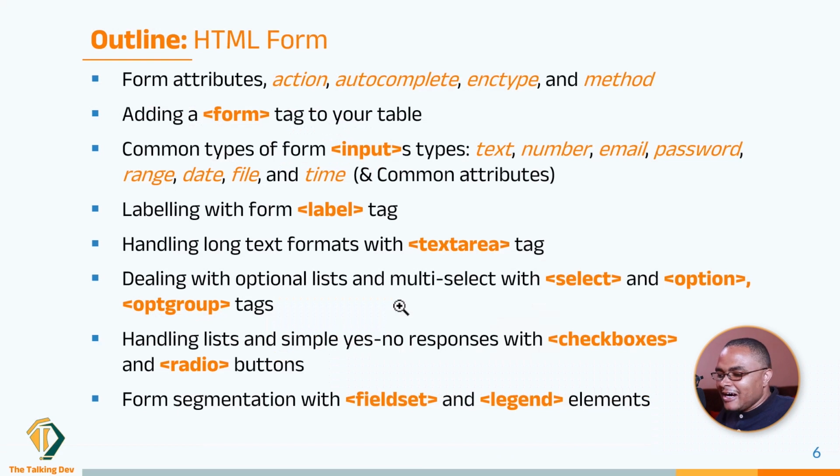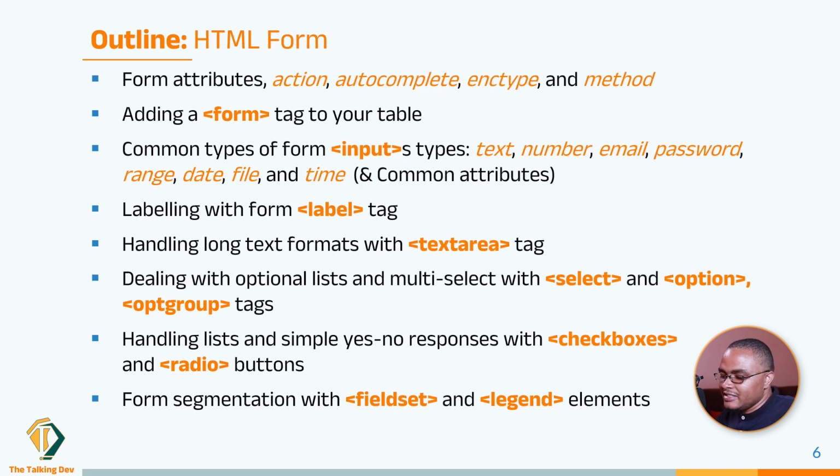Here is the outline of this course. So we will begin with form, that is simply adding form. We follow through by adding form attributes like action, autocomplete, enctype, and we have the method there, and then we follow through by seeing input. Here we will see a little more of variation of different type of inputs, including number, email, password, range. We have date and file and time. So these are some of the type of inputs we look into.